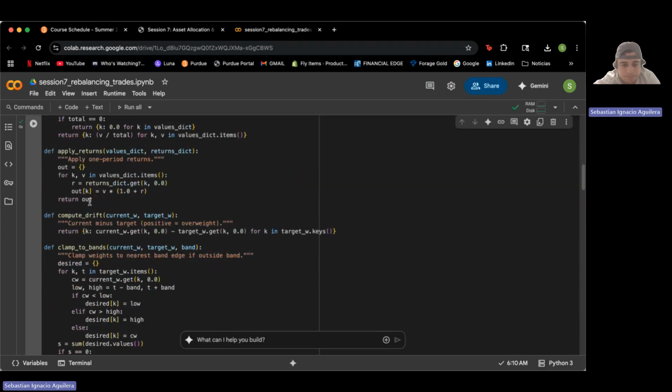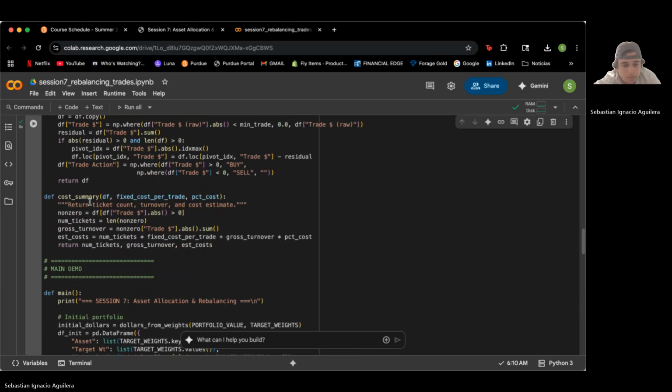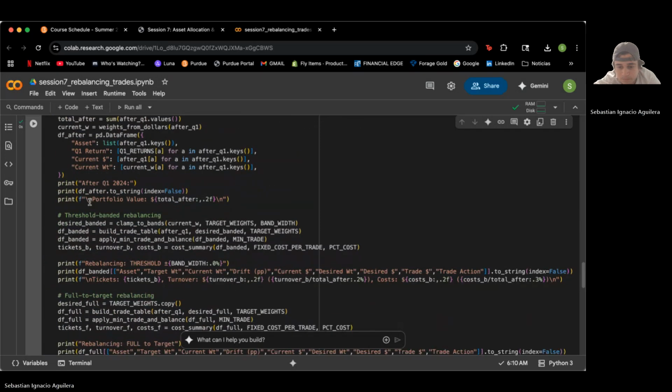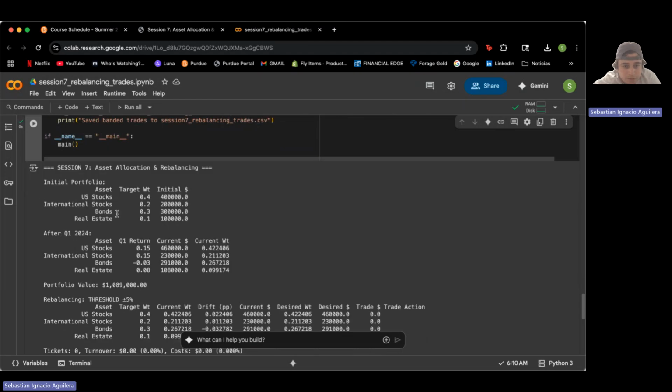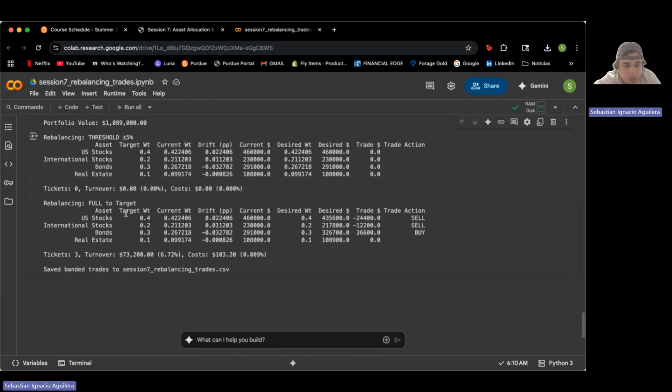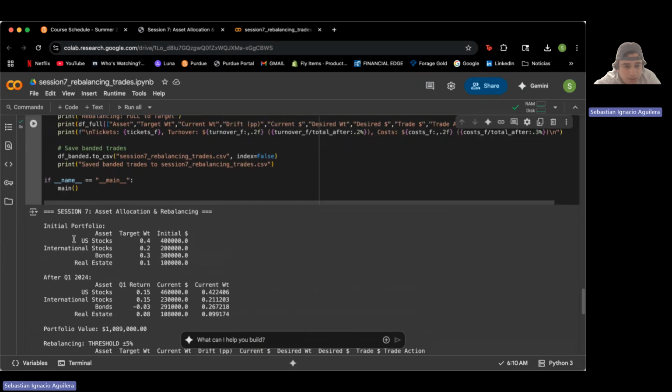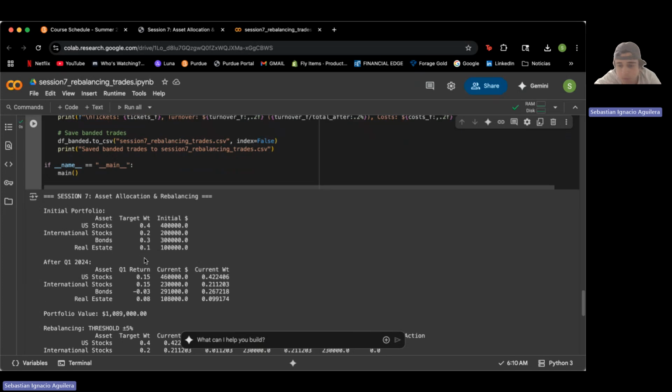Okay, perfect. Okay, so as you can see, everything seems all right. Let's go through everything. So for the initial portfolio, the target was 0.4. The initial was 400,000 for US stocks. For international stocks, it was 20%, 200,000. For the bonds, it was 30%, 300,000. For real estate, it was 10%, 100,000.